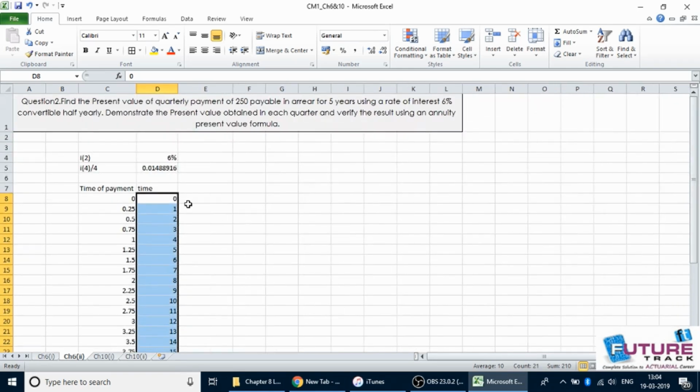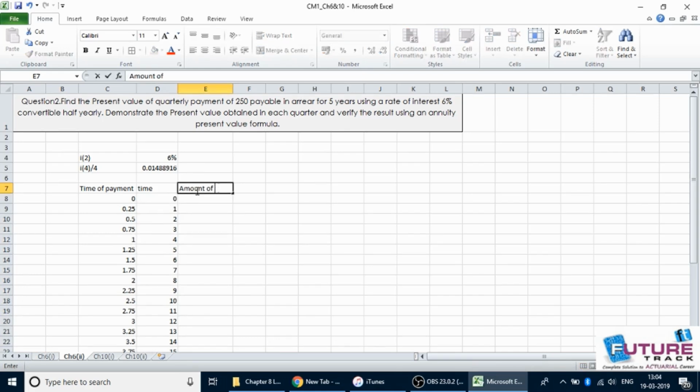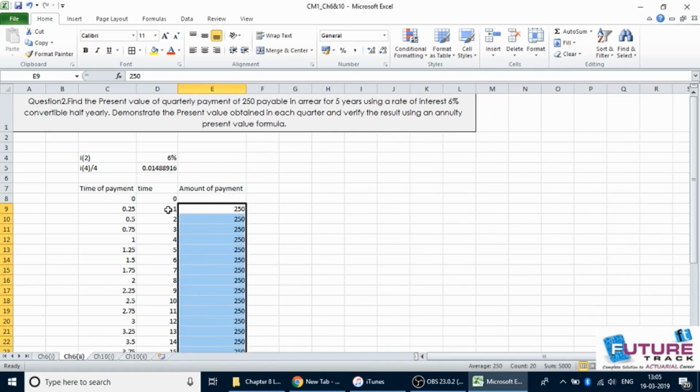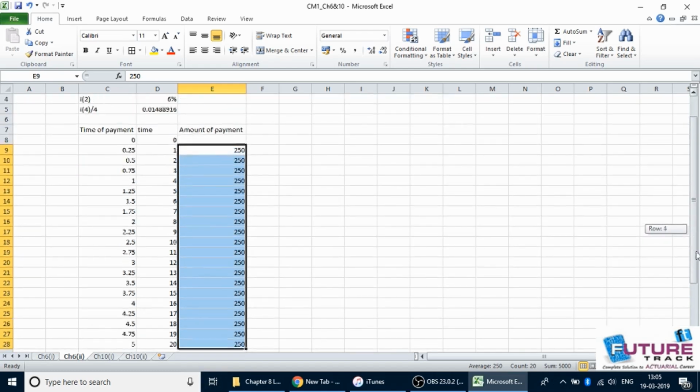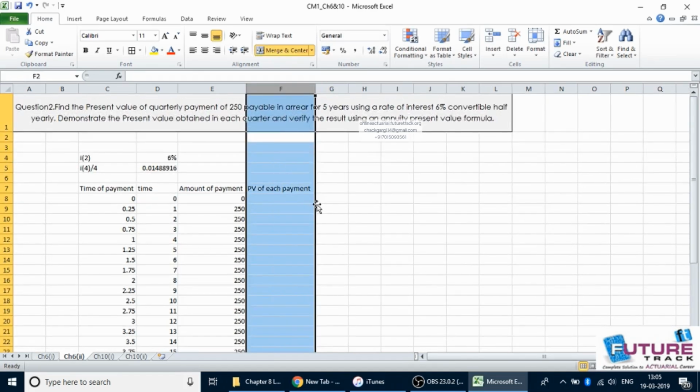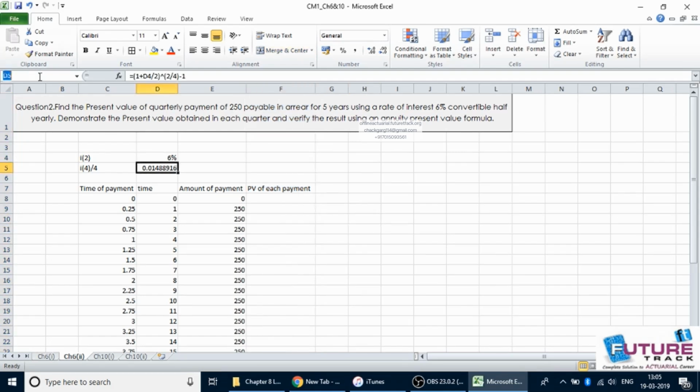Now the first payment we have made, amount of payment. At 0 we have no payments. The first payment is 250 at time 1, which is first quarter, and so on. So double click this. So we are making a payment of 250 at the end of each quarter, right? So this is what we have done. Now we have to find the present value of each payment. Now let's make the name of this as I4. I4 with bracket, we'll make it.